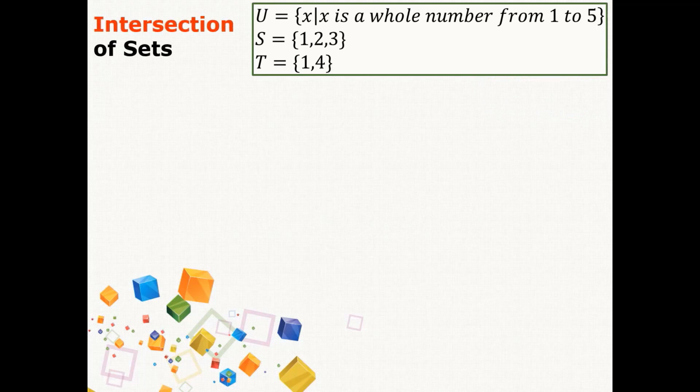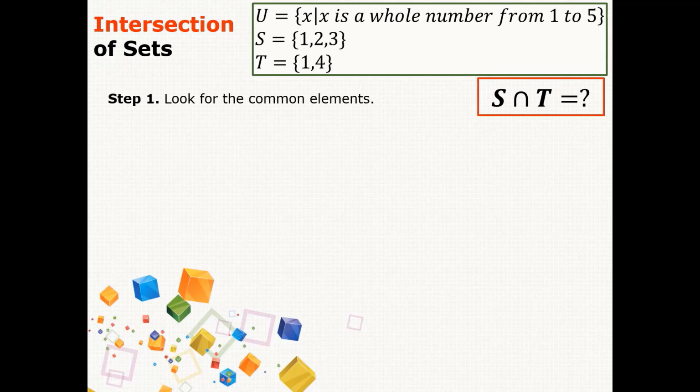Next is the intersection of sets. How about the intersection of set S and set T? As for the intersection, simply look at what is the common element between the two sets.